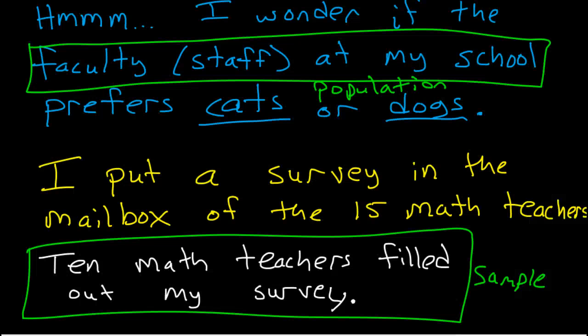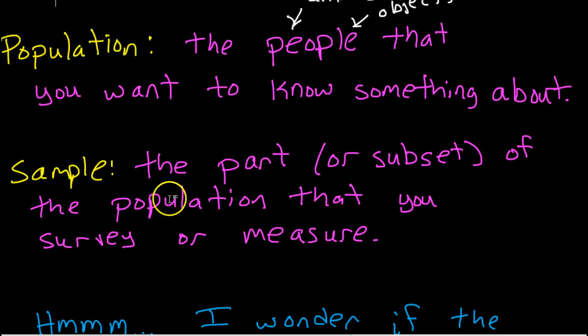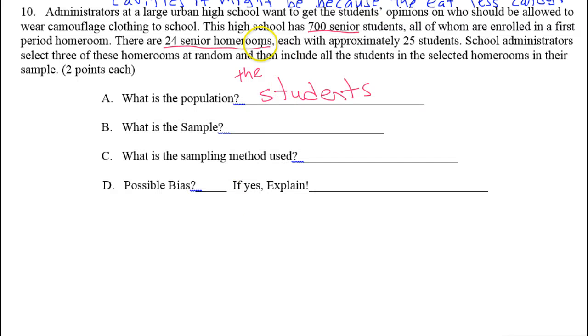So, remember, the sample is the part or subset of the population that you survey or measure. So it sounds like the administrators select 3 homerooms at random, and then that's who they survey. Okay, so they select 3 of these homerooms. So that's got to be the sample, because those are the only people who get surveyed. Only the people who get measured or surveyed are part of the sample.